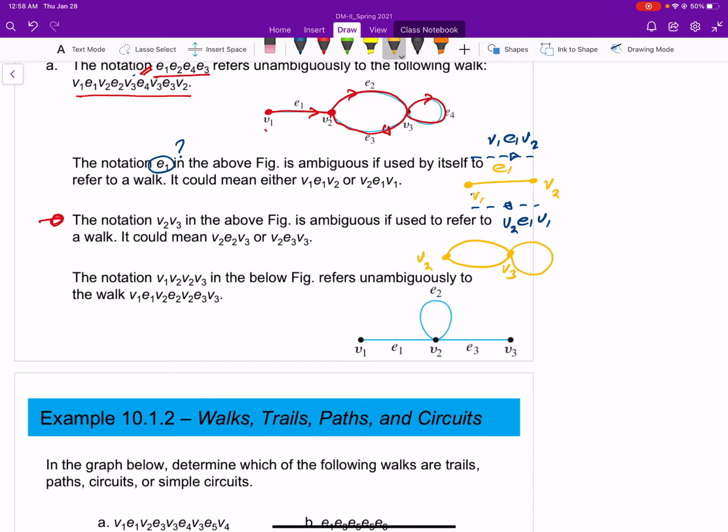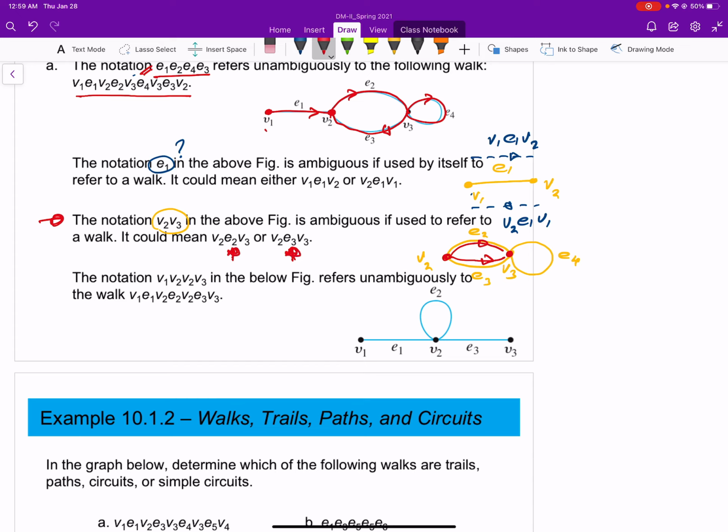Let's say you just put V2, V3 as the path, V2 here and V3. But it's confusing, right? You don't know whether you are going that way or this way. So it is again confusing. Because of that reason, you have to include the edge, whether you are going through edge 2 or edge 3.